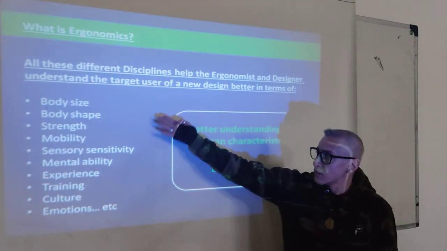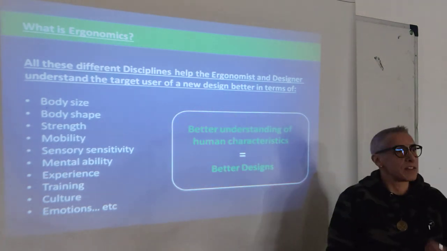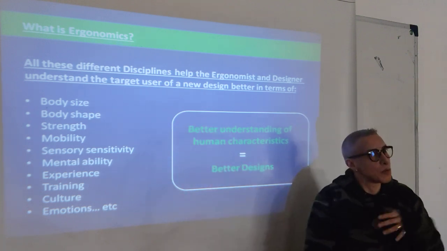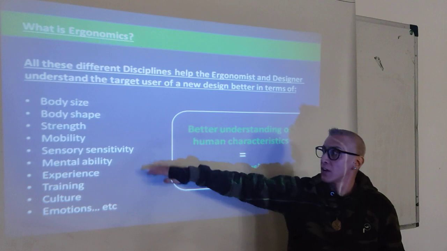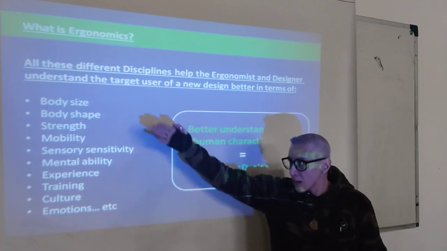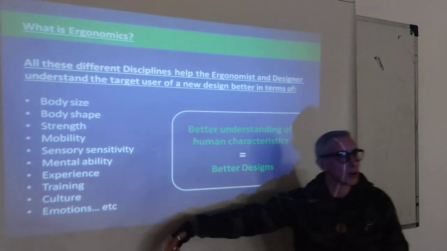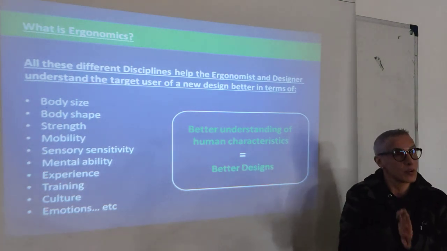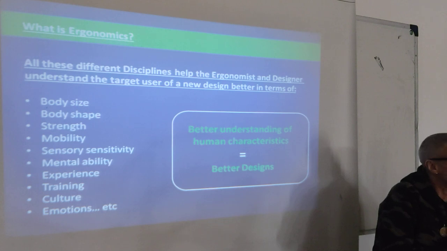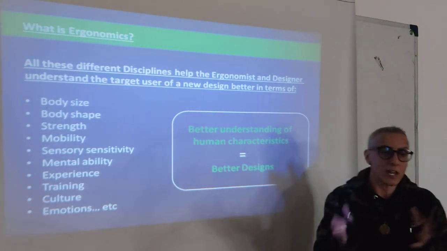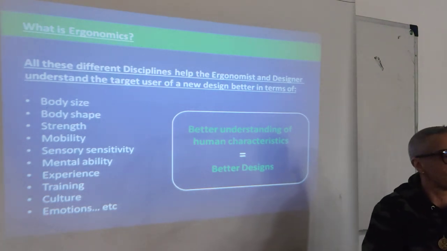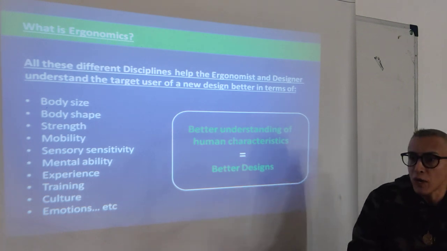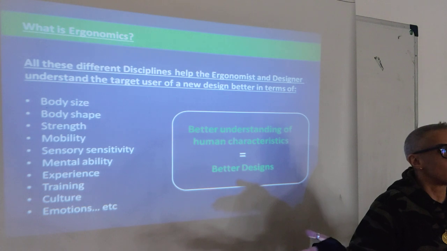So you will understand the human, for example, better in terms of body size, body shape, the strength, the mobility, sensory sensitivity, mental ability, and so on. Okay? The more you understand about the human, the target user, the better your designs, and the opposite is true. The less you understand, the worse the outcome will be. Like, you cannot design something for someone that you know nothing about.